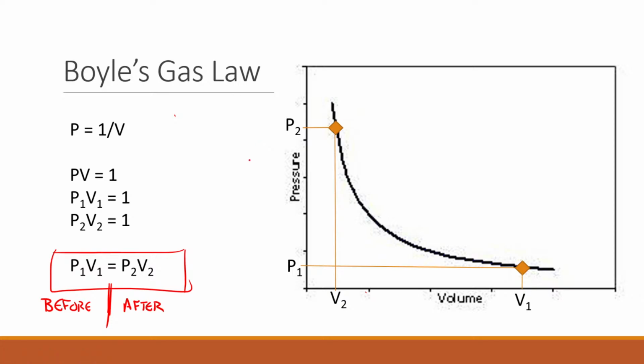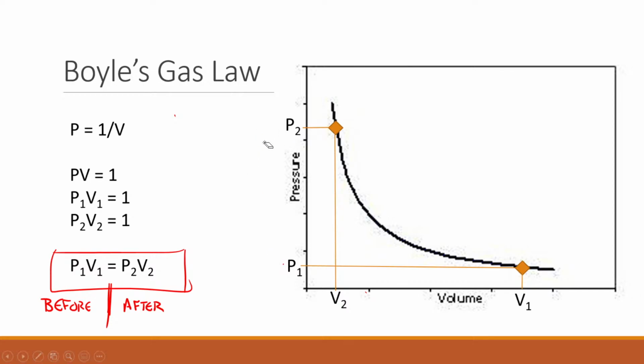Now, this makes sense if you think about it in terms of our gas particles, right? We defined these things in terms of gas particles. Pressure is how frequently they hit the walls of the container. Volume is how much space they take up. So if I shrink the volume, if I decrease the volume, if I make those particles take up less space, they will hit the walls of the container more often.